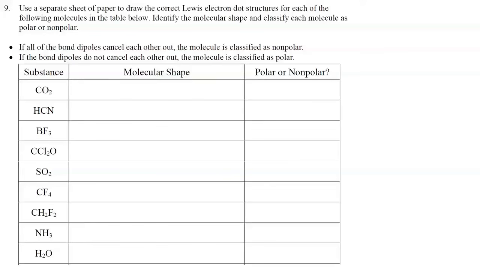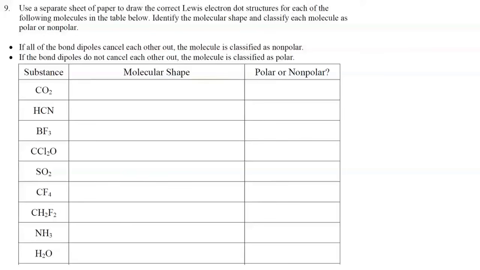After you draw the correct Lewis diagram, then you have to identify the molecular shape and classify each molecule as polar or nonpolar. In the PhET simulation, we were only looking at a molecule that contains 3 atoms, so some of these molecules are more complicated than that, but what I will try to do is use the following criteria, which is if all of the bond dipoles cancel each other out, then the molecule is classified as nonpolar. If the bond dipoles do not cancel each other out, the molecule is classified as polar.